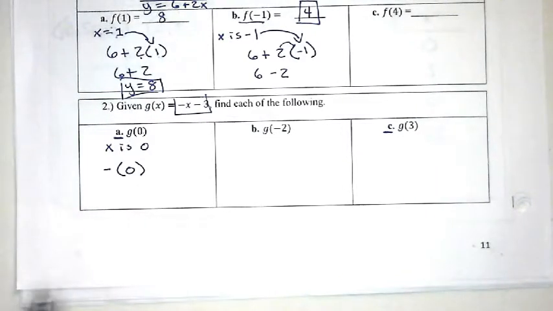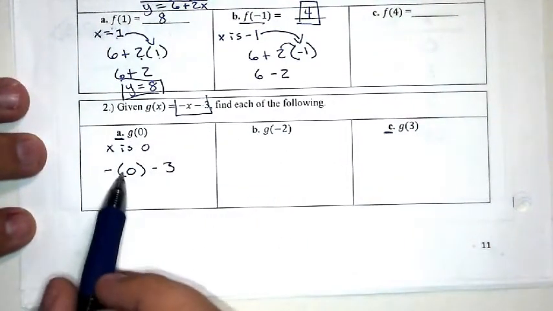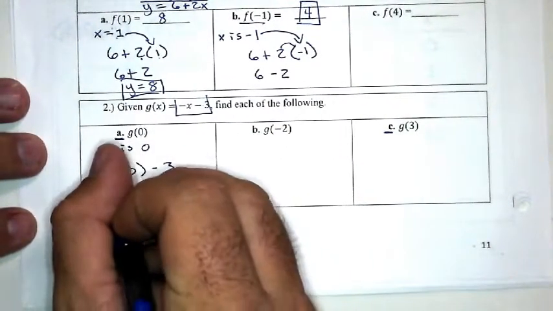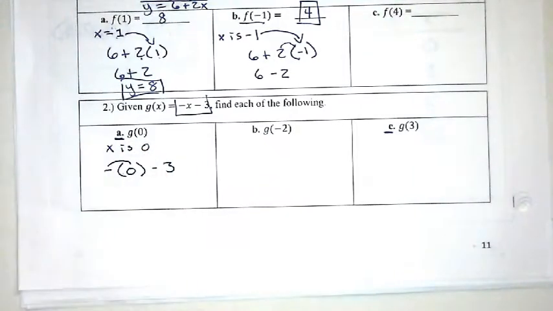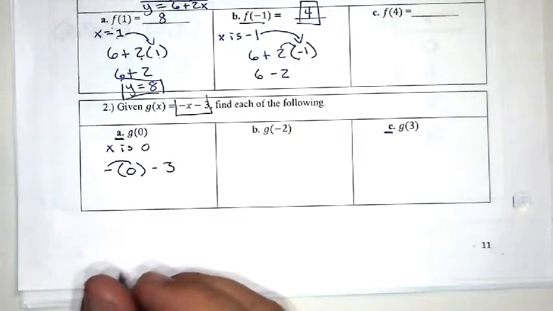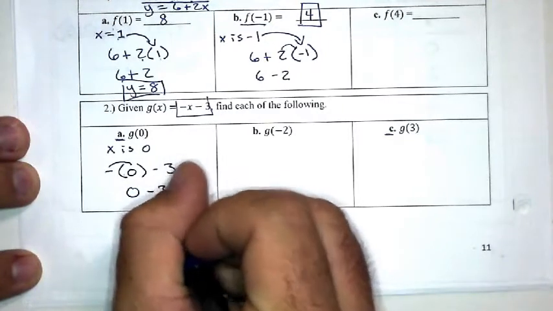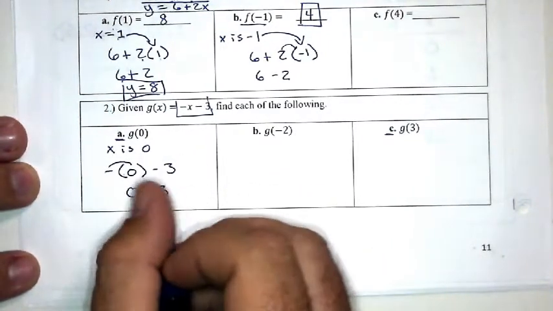Negative outside the parentheses, all you got to do is distribute it. What's the opposite of 0? 0. 0 cannot be positive nor negative. It is nothingness, emptiness. It is the void. It is outer space. Okay? It's just 0. Bring down the -3. What's 0 minus 3? Hopefully you said -3. 0 minus 3 is -3.